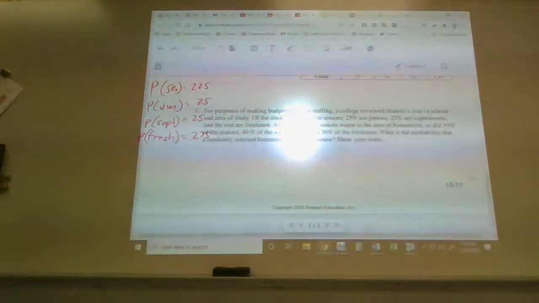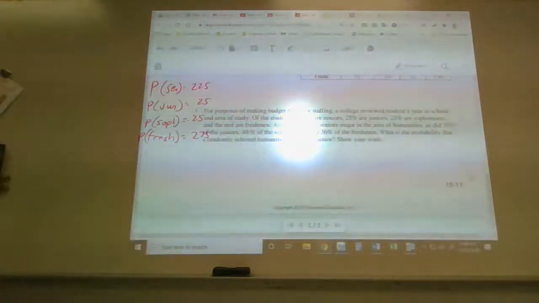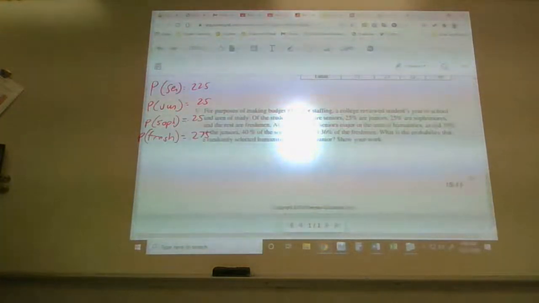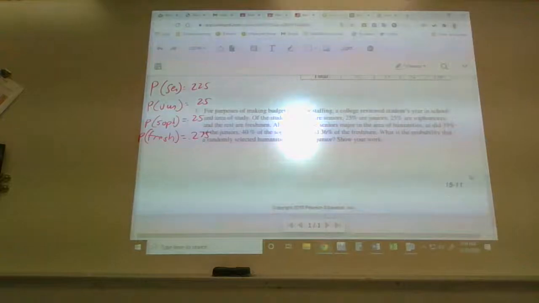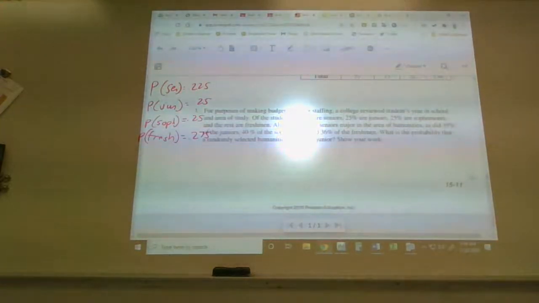But then they give you these other statements. 40% of the seniors major in humanities. Meaning, if you're only looking at the seniors, 40% of them major in humanities.